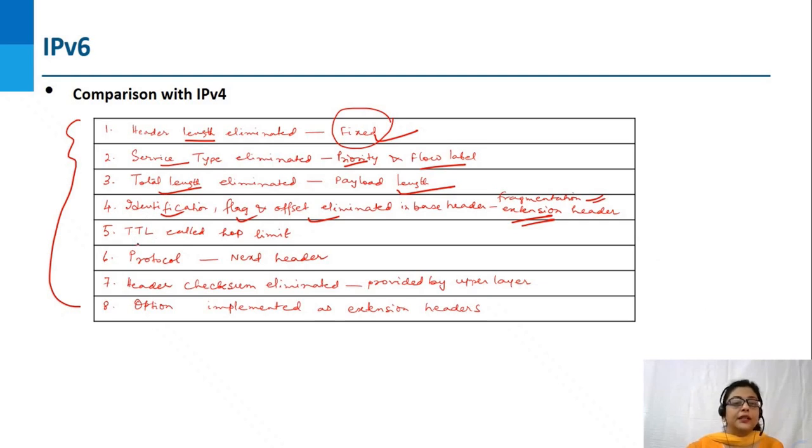Then time to live in IPv4 is now called the hop limit. The protocol field in IPv4 is now called the next header field in IPv6. The header checksum is eliminated. We had the header checksum in IPv4. It is eliminated in IPv6 because the security is provided by the upper layers. Then the options field is implemented as extension headers in IPv6.